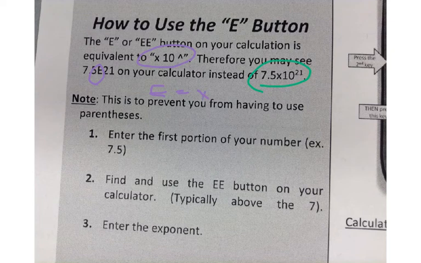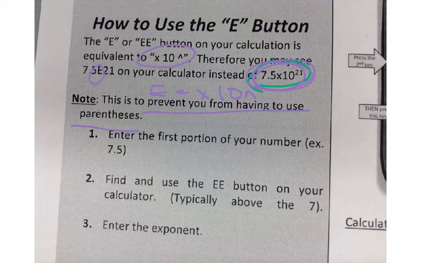because that E is the same thing as times 10 caret. What this allows you to do is prevent you from having to use parentheses, which a lot of times struggling students don't know when to use parentheses. They use them too much or too little. This E button prevents it because what it does is it says, hey, this number needs to stick together no matter what. You're not going to be timesing by anything, dividing by it. This number, no matter what, needs to stick together.